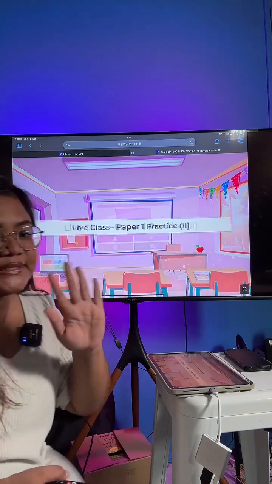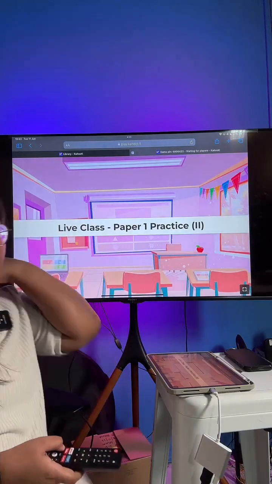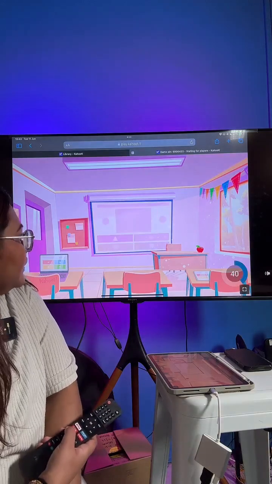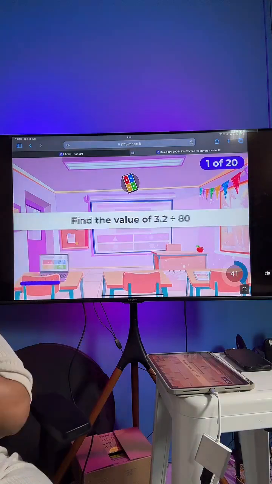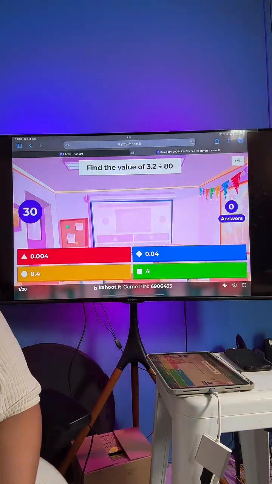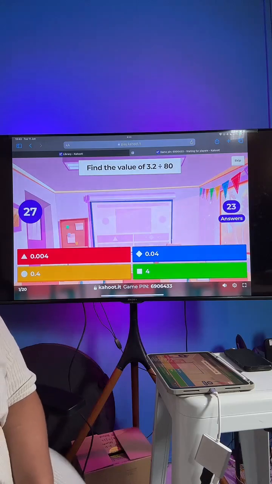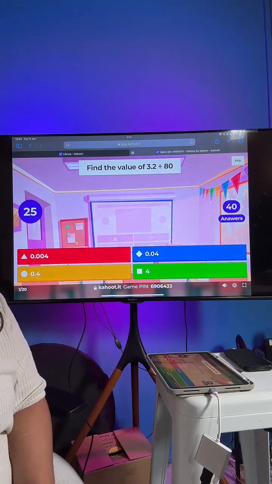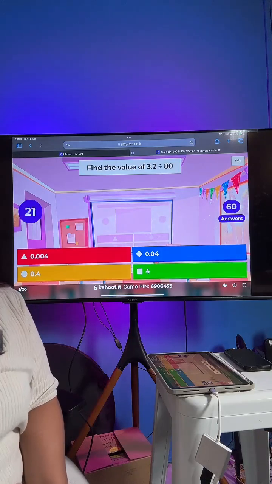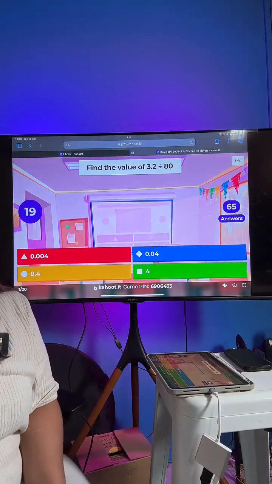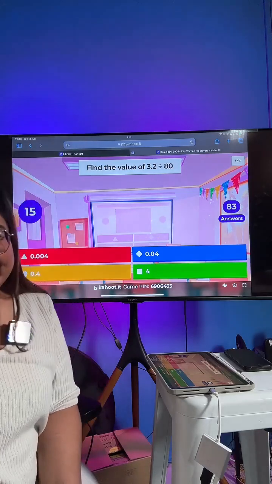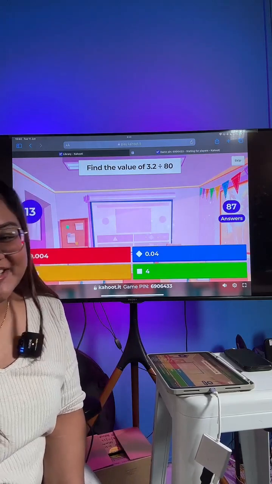Okay. No calculators allowed. This is in paper 1, yeah? Paper 1 practice. Excuse me. Okay, the first question. Find the value of 3.2 divided by 80. 3.2 divided by 80. Right, let's see. What do we have here? 3.2 divided by 80.